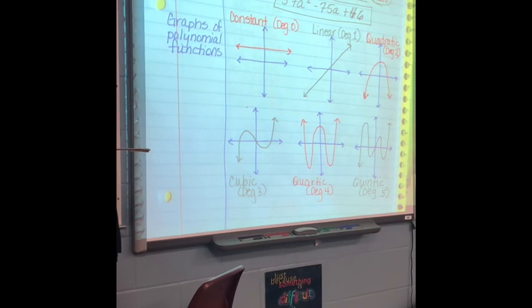Quadratics, they have our x squareds, so they're a degree of 2. And with the degree of 2, they have an end behavior where both ends are going the same direction. They have the possibility of 2 real zeros.